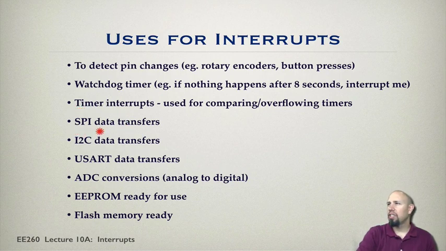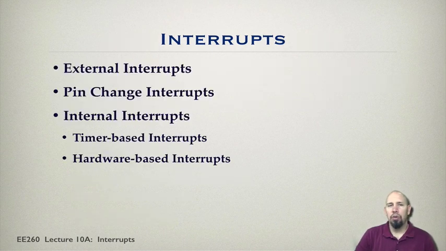SPI data transfers, I2C data transfers, USART data transfers. These are serial data transfers, and it's very common to use interrupts in their implementations. We'll look at that in more detail when we cover serial communications. Then A to D conversions, analog to digital, EEPROM ready for use, flash memory ready. So there are a number of uses for interrupts. That's what makes them so powerful.